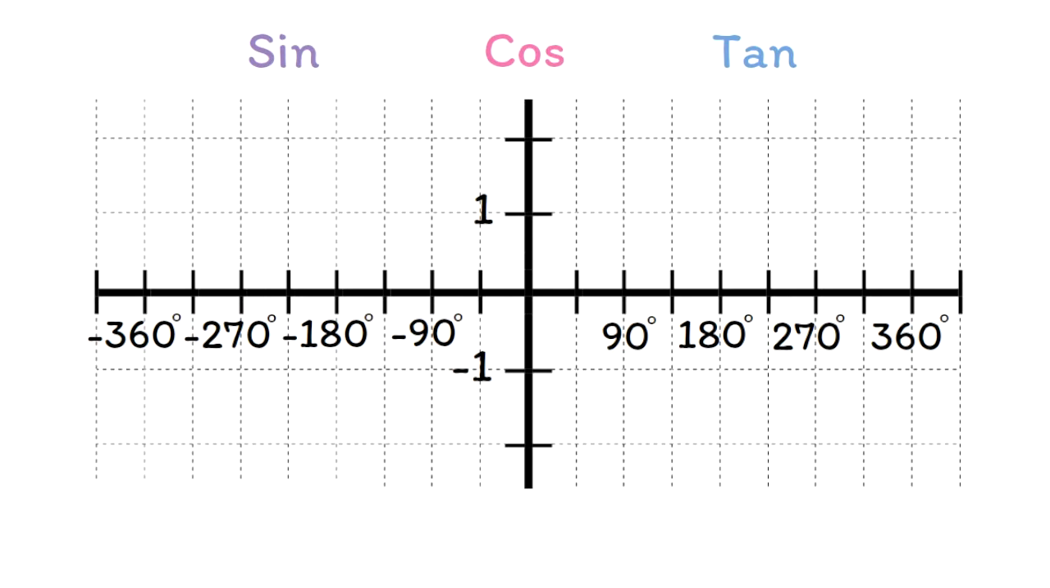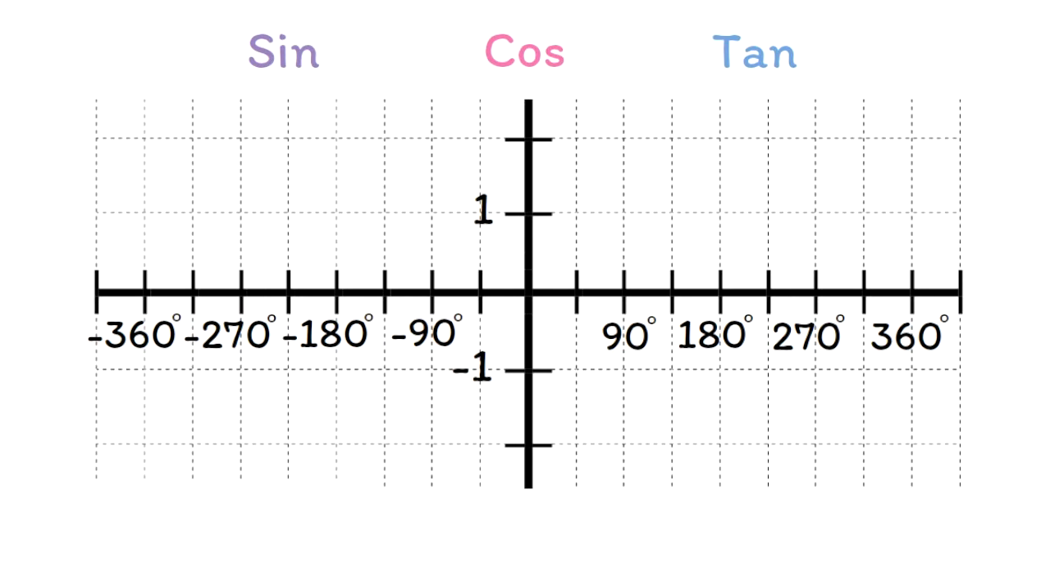To draw any of your graphs, label your y-axis 1 and -1. Then label your x-axis by going up in 90 degrees. Do the opposite on the other side for your negative x values. Sometimes examiners might give you the graph paper with the x and y axes already filled in, but if they don't, this is what you need to write for any of the three graphs.